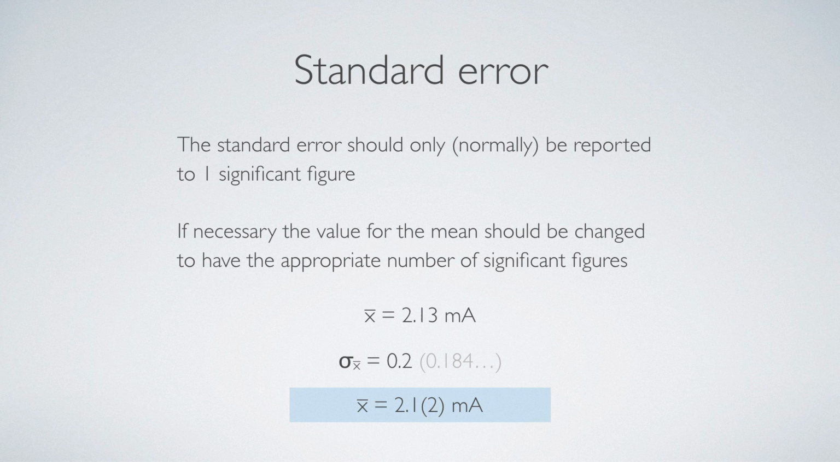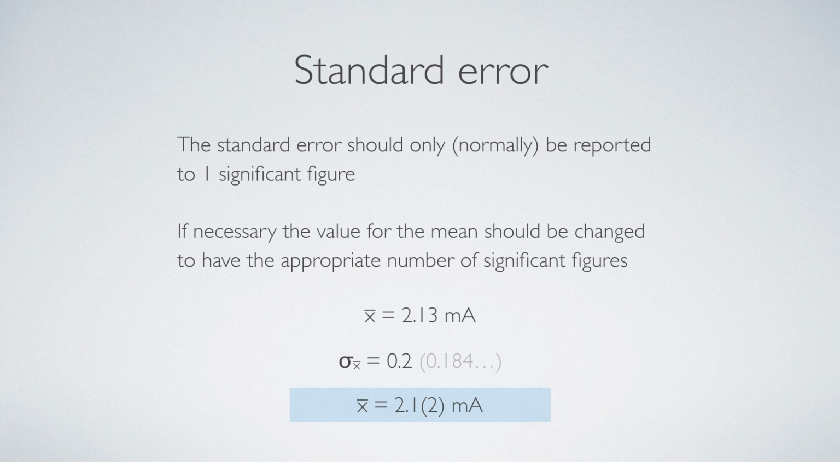One thing to consider with standard error is sometimes after we've calculated it, we need to change our mean value. Because the standard error is only ever reported to one significant figure, I can sometimes have to change my mean and reduce the number of significant figures it is shared to. We should only ever reduce the number of significant figures, we should never try to increase them.